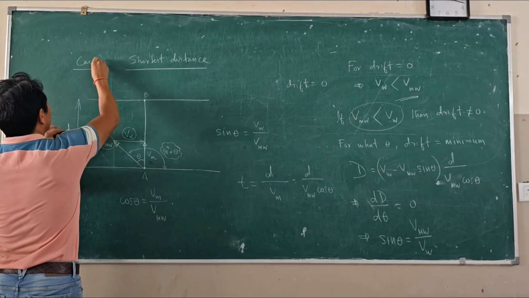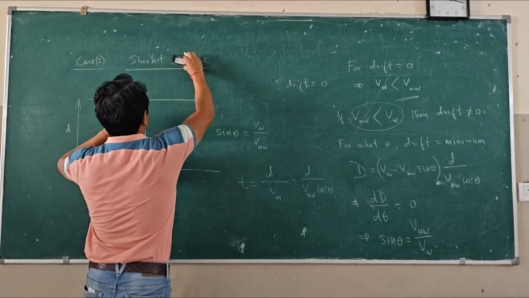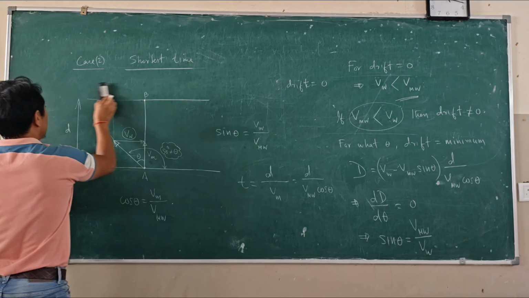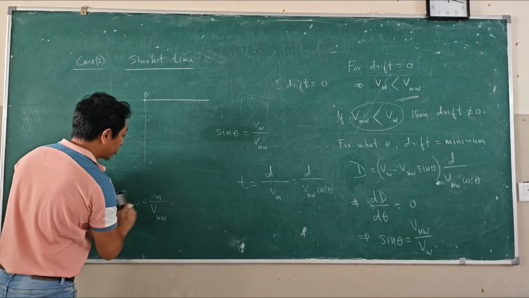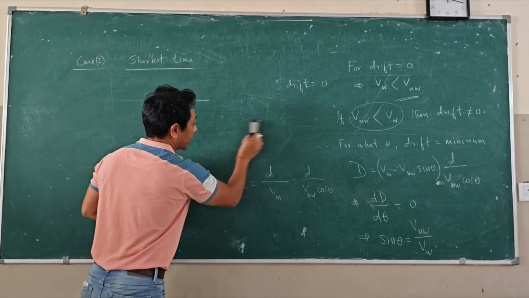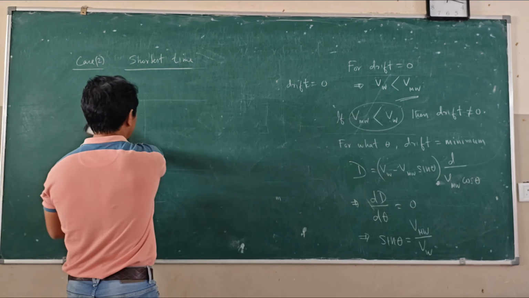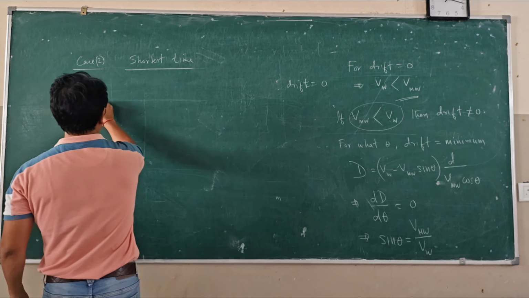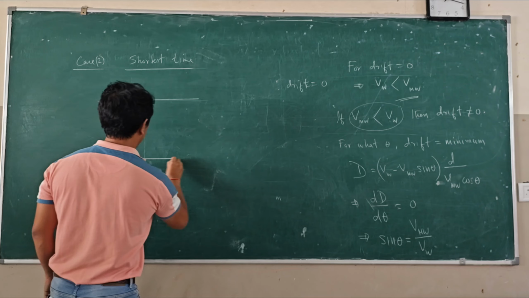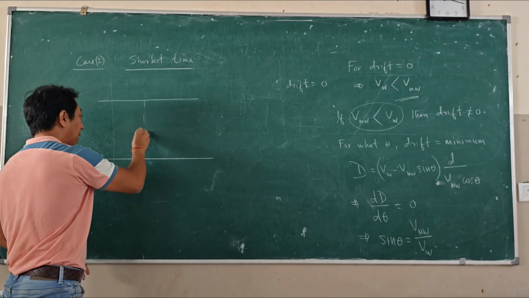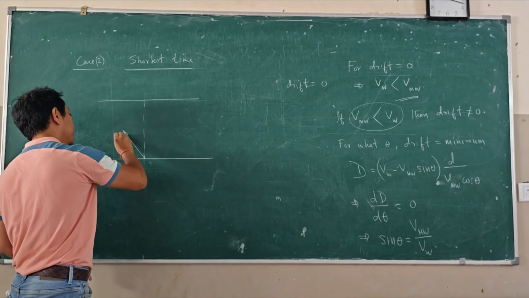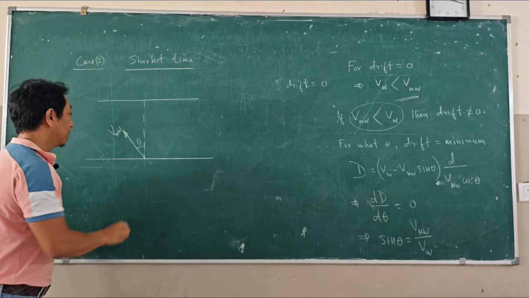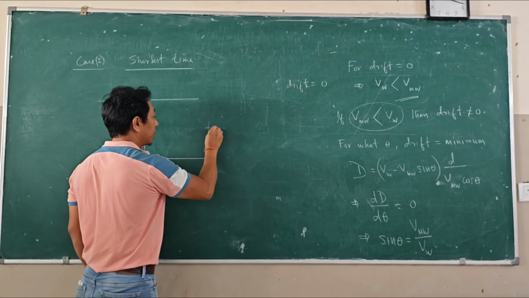Now case 2 is shortest time. So you want to cross the river in shortest time. At what angle should you swim? So if you swim at this angle, what was the time taken to cross the river?